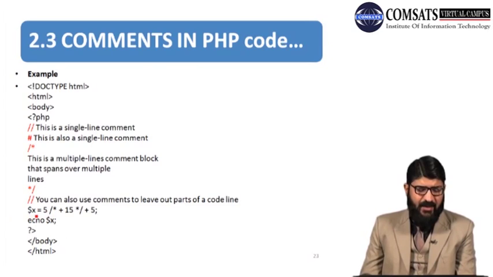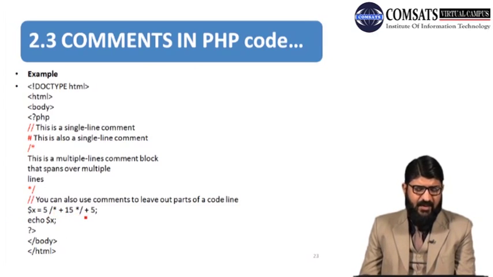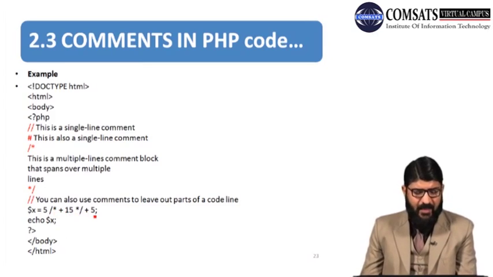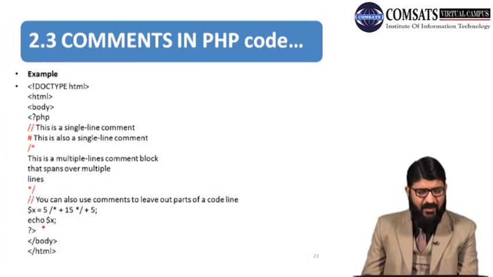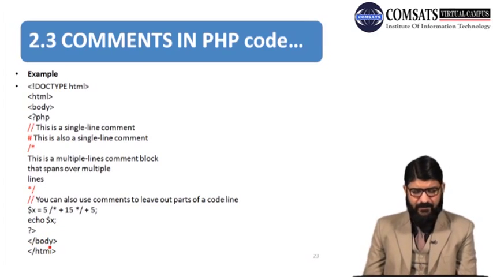So here the PHP start tag is mentioned, and then x is assigned 5 /* +15 */ + 5. Now it will calculate according to mathematical rules and assign the value to x, and echo will display the output of that particular x, and then the PHP tag is closed, the body tag is closed, and the HTML tag is closed.